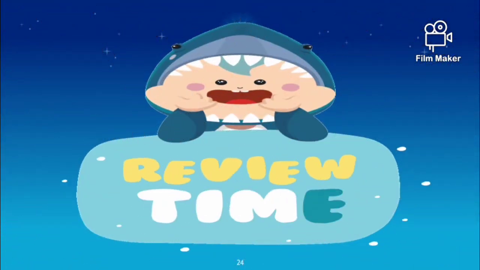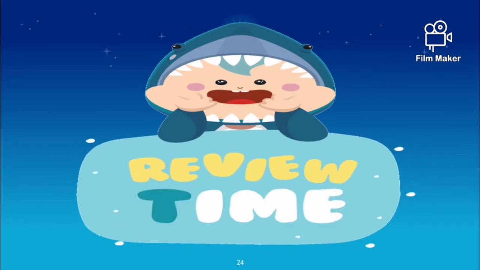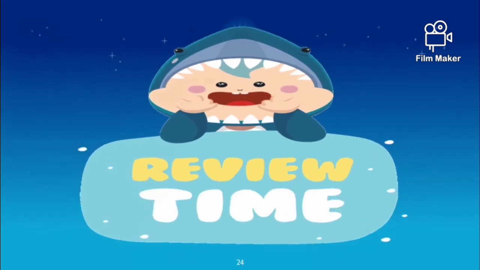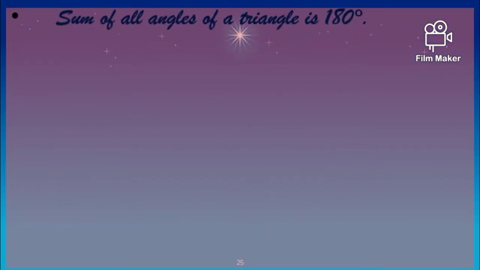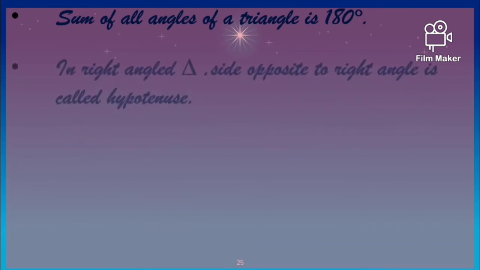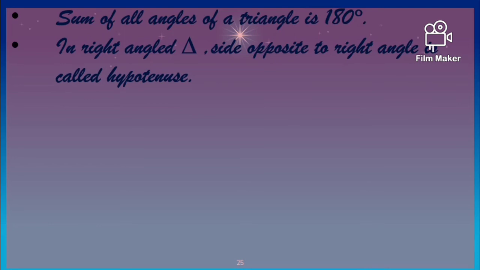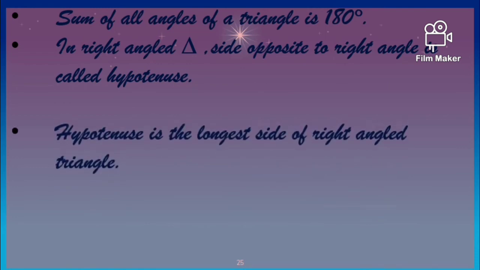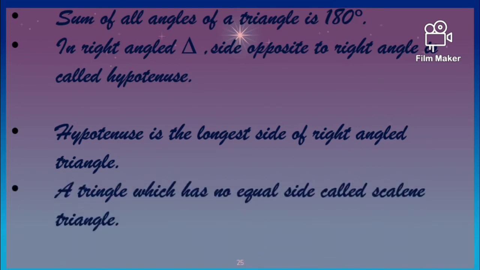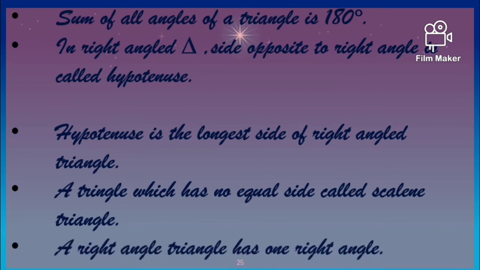Now let's take a quick review of today's lecture. The first point is the sum of all the angles of a triangle is 180 degree. In right angle triangle, the side opposite to the right angle is called hypotenuse, as we discussed. The hypotenuse is the longest side of the right angle triangle. A triangle which has no equal side is called a scalene triangle. A right angle triangle has one right angle.